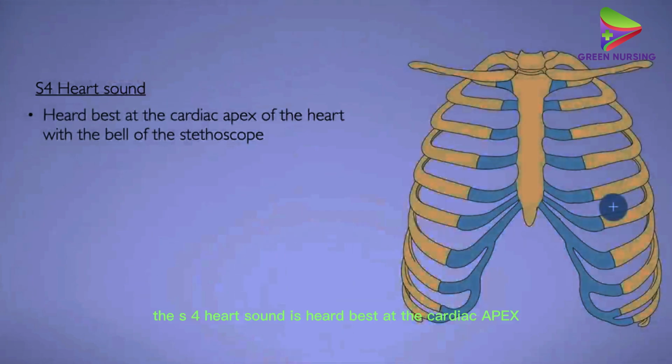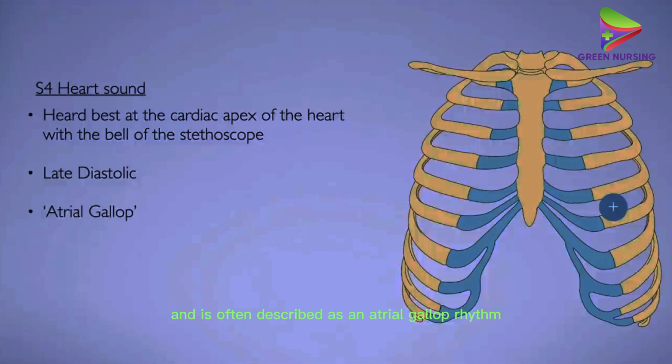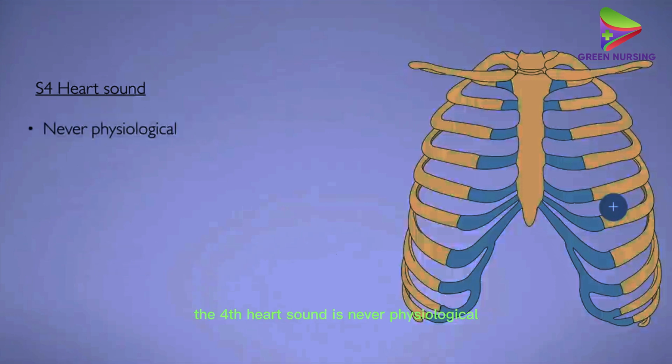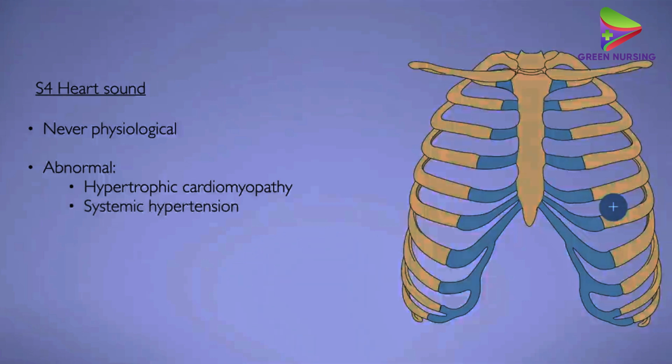The S4 heart sound is heard best at the cardiac apex with the bell of the stethoscope. It is heard in late diastole and is often described as an atrial gallop rhythm. It occurs due to blood being forced into non-compliant ventricles, which means this heart sound only occurs in conditions where the ventricles are particularly stiff and do not relax normally. The term diastolic dysfunction describes this phenomenon. As a result, the fourth heart sound is never physiological. It can be heard abnormally in conditions such as hypertrophic cardiomyopathy and systemic hypertension.